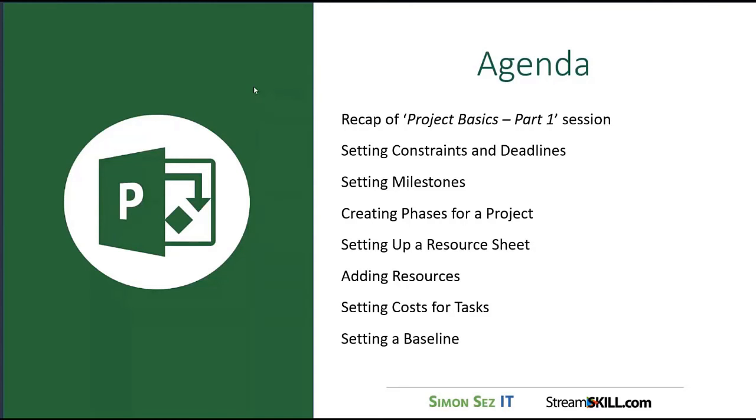We're then going to move into setting constraints and deadlines. We're going to talk about how you can set milestones in your project. I'm going to show you how you can create different phases for a project. And then we're going to move on to something that's really important in project, and that is setting up resources or creating a resource sheet. So I'm going to show you how to create the resource sheet, add your resources, and then assign those resources to your tasks. We're going to talk a little bit about setting up costs for tasks, and right at the end a little bit about setting a baseline. And as we go through this, I'm going to throw in a couple of other things, so we will briefly delve into the world of reports.